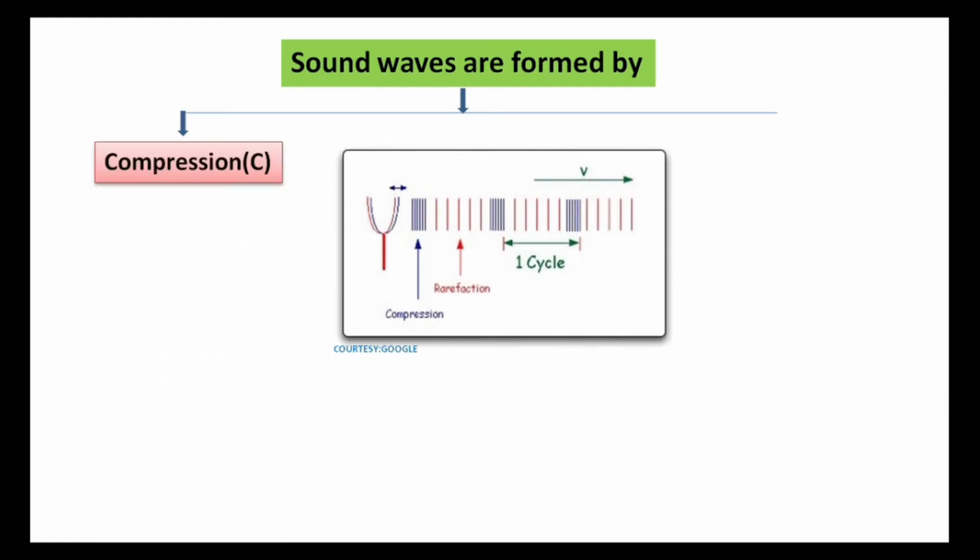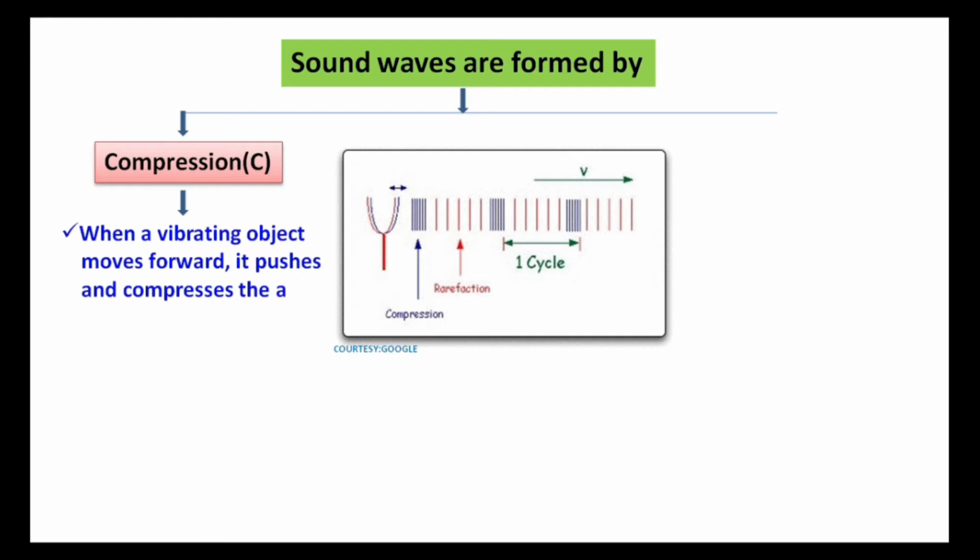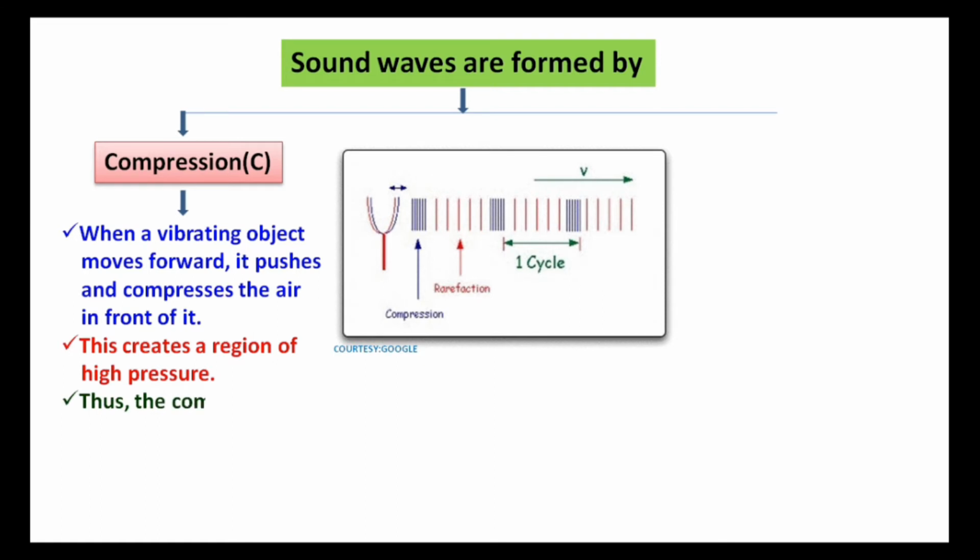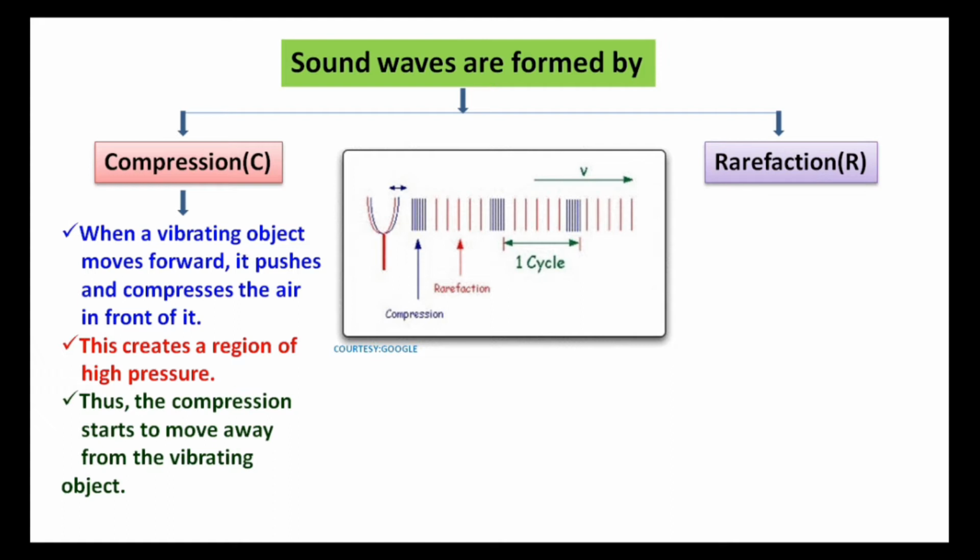First is compression. When a vibrating object moves forward, it pushes and compresses the air in front of it. This creates a region of high pressure. Thus, the compression starts to move away from the vibrating object. The blue lines represent compression.